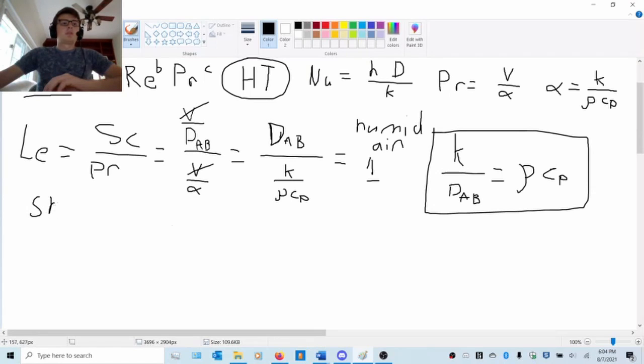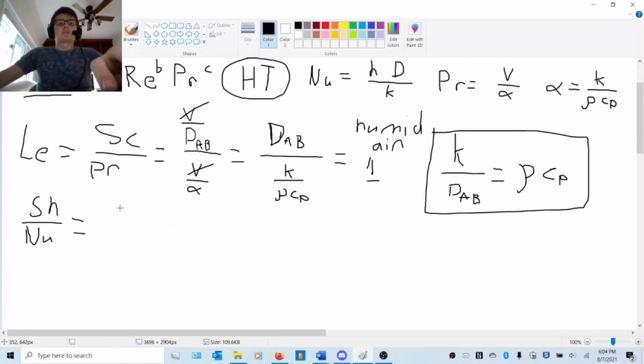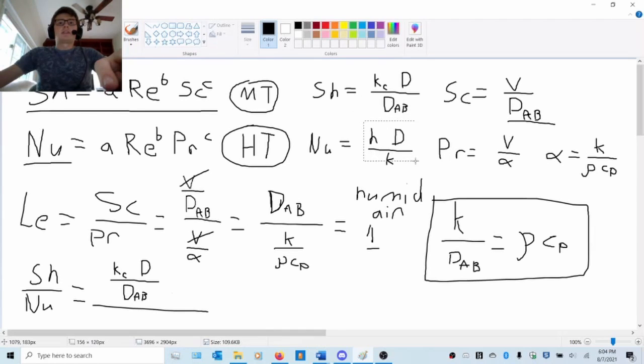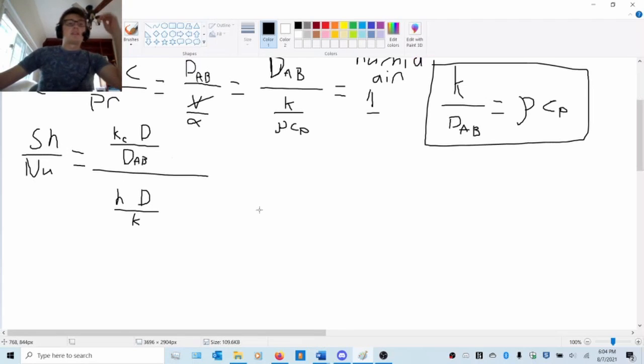So the Sherwood number over the Nusselt number, well, what do those two things equal? Well, the Sherwood number is just going to be the mass transfer coefficient times the characteristic length all over the diffusivity. And then the Nusselt number, we'll go ahead and copy paste that down, and we'll see that the Nusselt number is that. So what cancels out here? Well, we can see this characteristic length cancels out, and when we go ahead and solve that all out, we can write it all down.